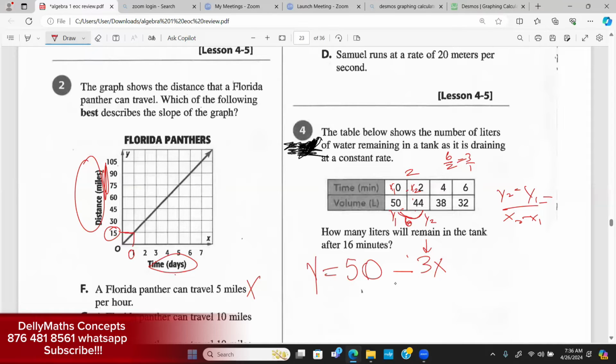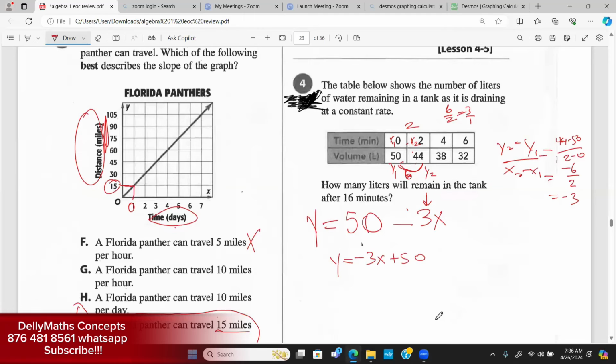You work it out there, and you're going to end up getting, all right, let's put it in. So 44 minus 50 over 2 minus 0. So you're looking at negative 6 over 2, which is negative 3. So that's what we're saying here, negative 3. So if you want to set it up, you could say y is equal to negative 3x plus 50, whatever you want to set up, or 50 minus 3x, same thing.